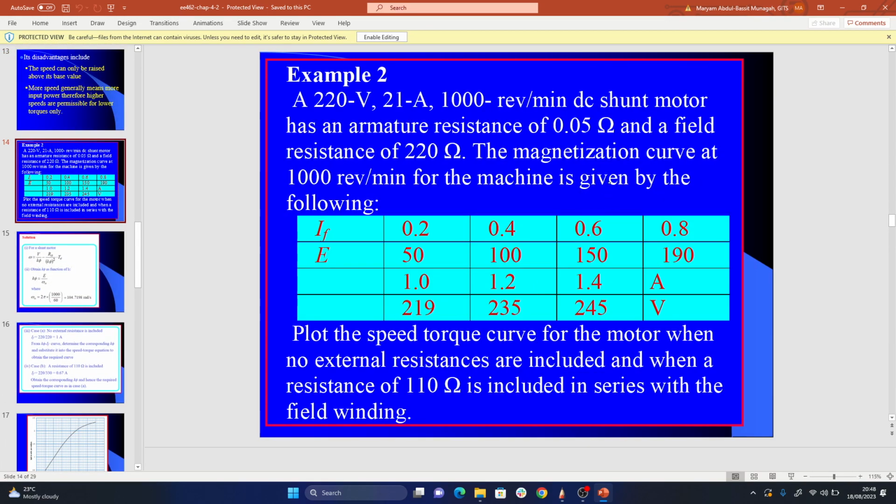A 220 volts, 21 amps, 1000 rev per minute DC shunt motor has an armature resistance of 0.05 ohm and a field resistance of 220 ohm. The magnetization curve at 1000 rev per minute for the machine is given by the following. So we have the OCC curve here again. Plot the speed torque curve for the motor when no external resistance are included. So first case, no external resistance, right?